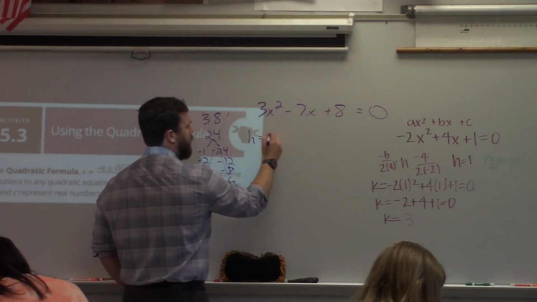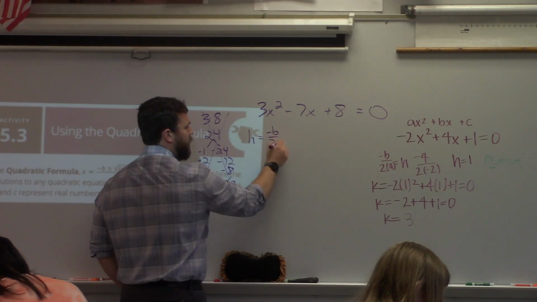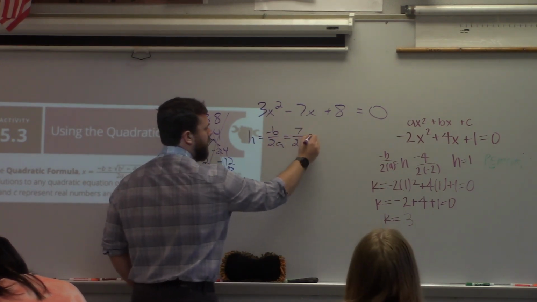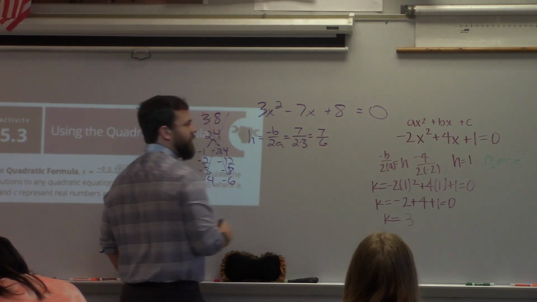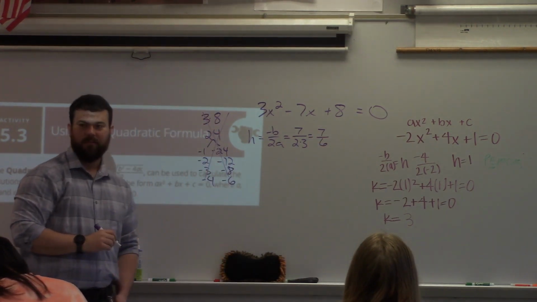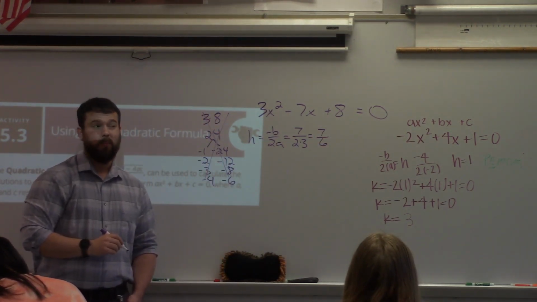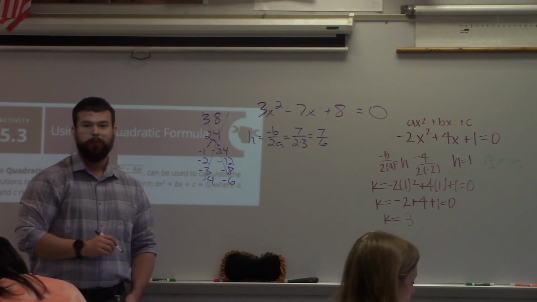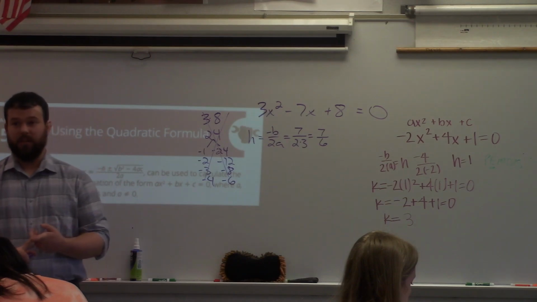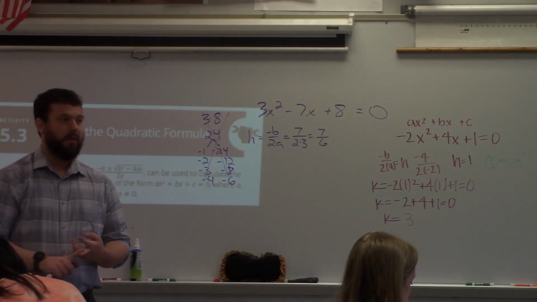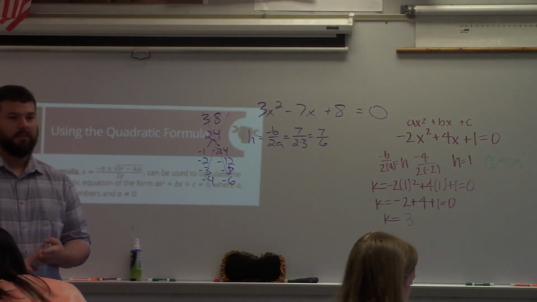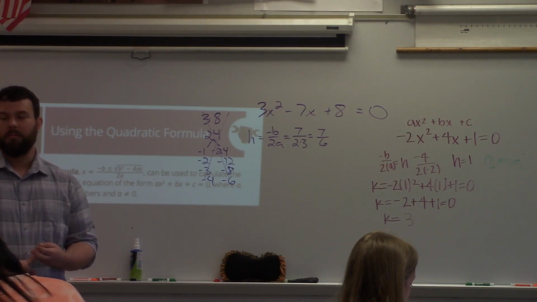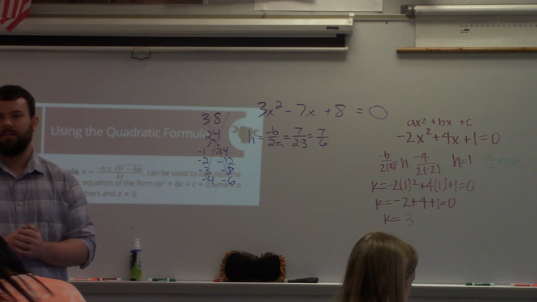H is equal to the opposite of B divided by 2A. That gives me a +7 divided by 2 times 3, which gives me 7 divided by 6. I can do it, but do you want to deal with a fraction like that? Nope. So I can't factor it, and I don't love the x value of the vertex, so I need another strategy. The quadratic formula is pulled out of this need for something else.